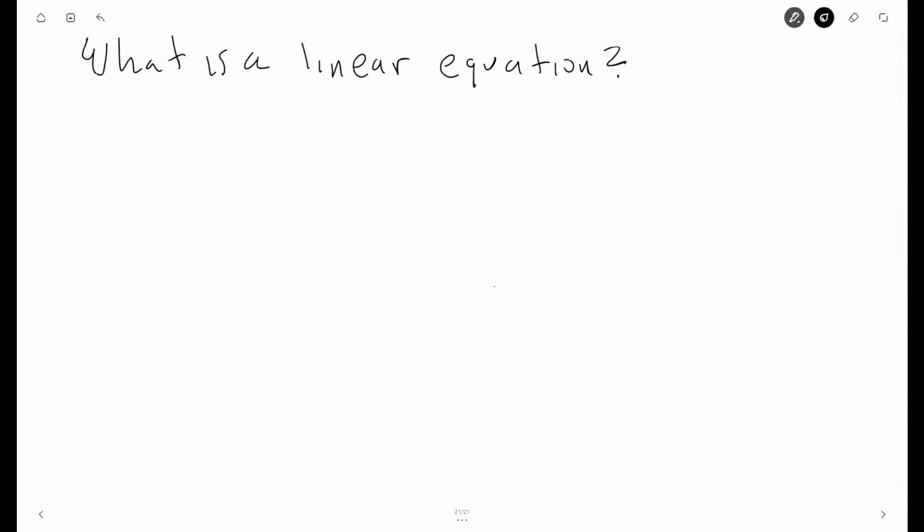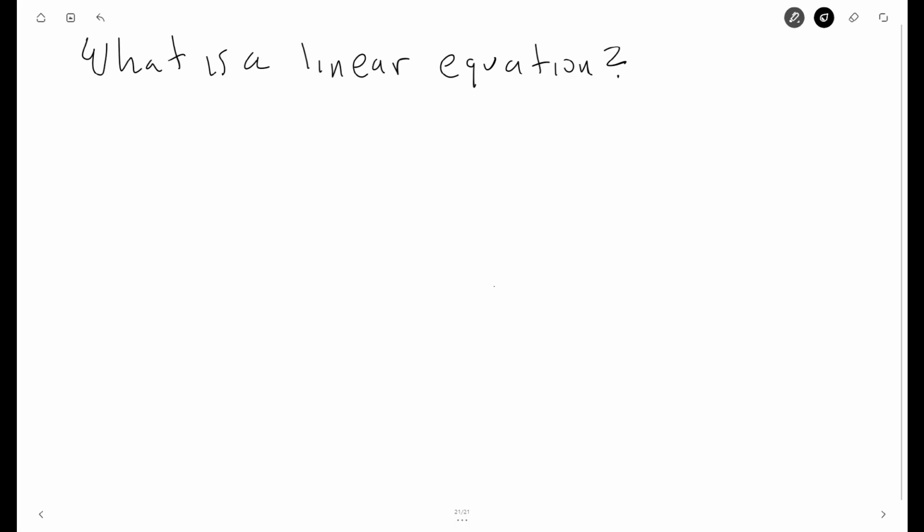A linear equation is a mathematical statement that describes a straight line relationship between two variables. It is one of the fundamental concepts in algebra and is widely used in various fields such as physics, engineering, economics, and statistics.